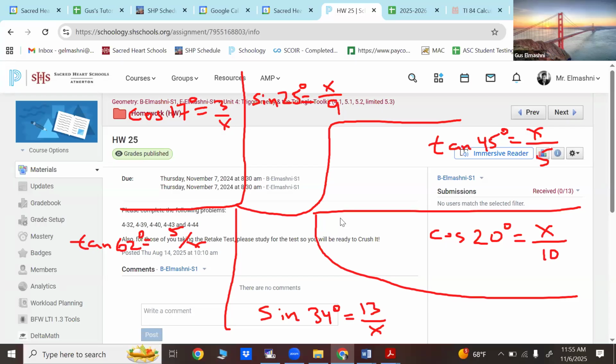So you guys are finally going to have, always opposite over adjacent. For all of these, it's always opposite over adjacent for tangent. So yes, you have to use the proper one. Wait, is it opposite over adjacent? That doesn't seem right. Which is the mnemonic?